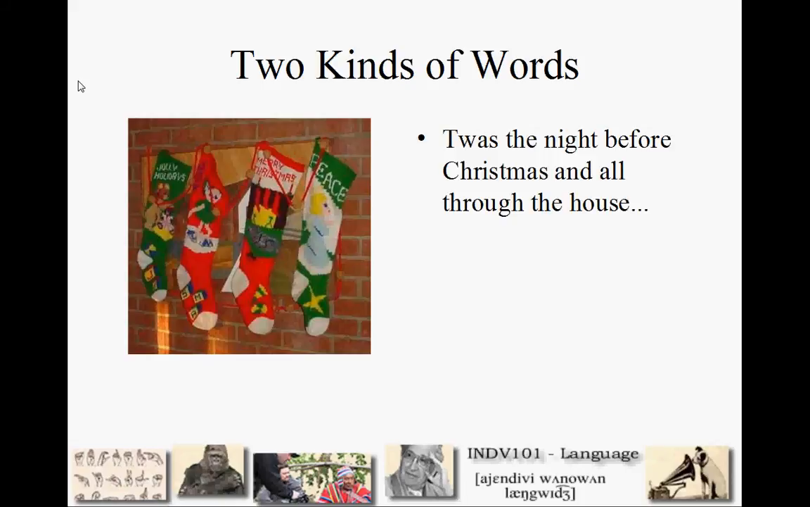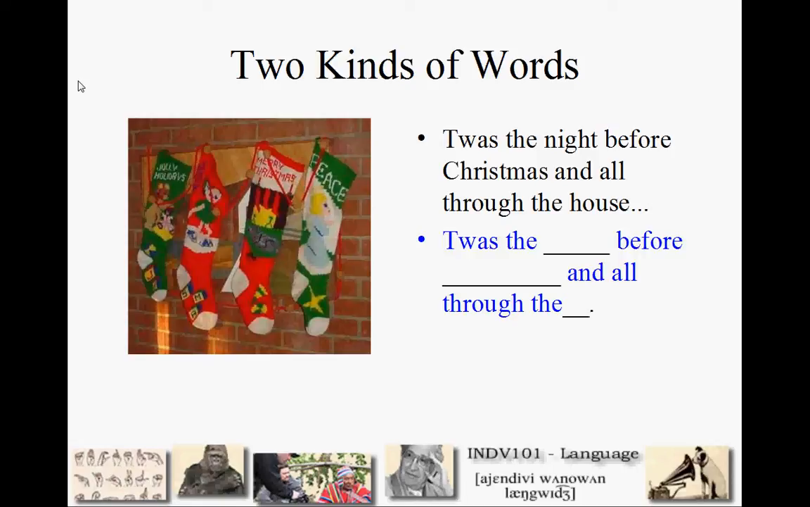Well, there are two kinds of words. This little poem here, "'Twas the night before Christmas and all through the house, not a creature was stirring, not even a mouse." The blue words, this is one kind of word. "'Twas the, before, and all through the." It's not that these words don't mean anything. It's hard to define sometimes, and they certainly have a purpose in the sentence, but the words night, Christmas, and house do carry most of the actual content of the sentence. It's really easy to say what night means, what Christmas means, what house means.